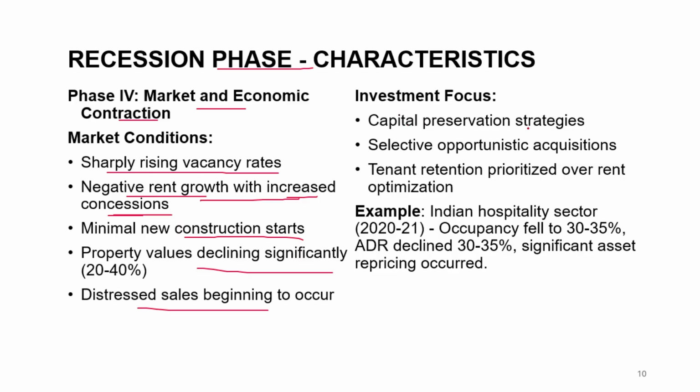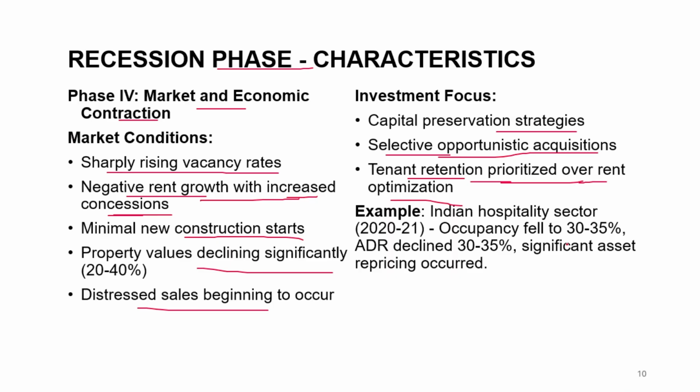They will try to recoup whatever investment they have made so that they can close their leveraged positions. And then we have capital preservation strategies which can be used at this time. Selective opportunistic acquisition for those who are prudent enough to wait for these times. They will start nibbling at these markets selectively. And then tenant retention is prioritized over rent optimization. So, the idea will be to somehow keep tenants so that these times can be sailed over, and after these times get past, we will have better times. So, retention will be prioritized over rent optimization right now. This is how this phase will be dealt with.